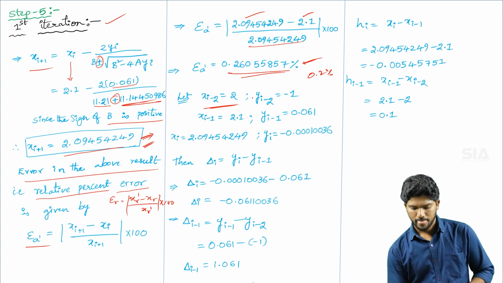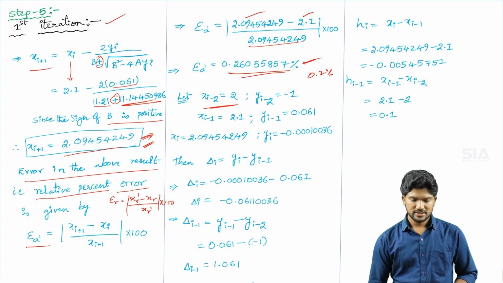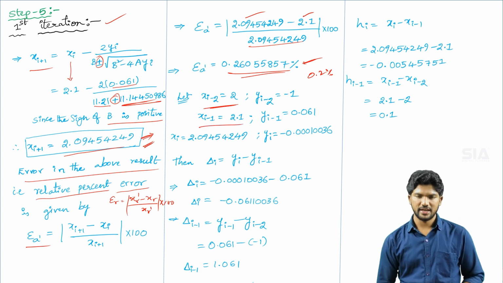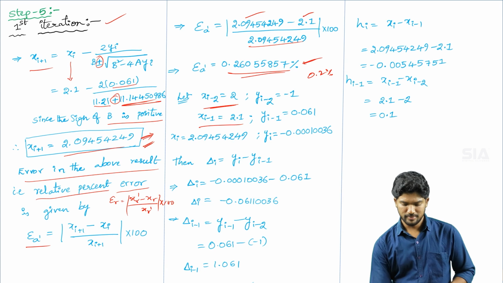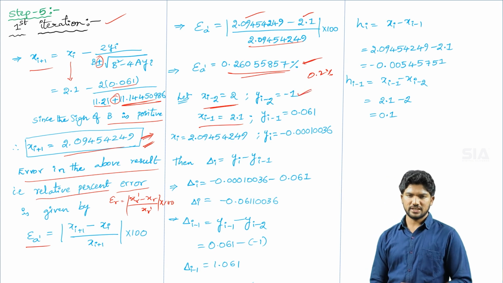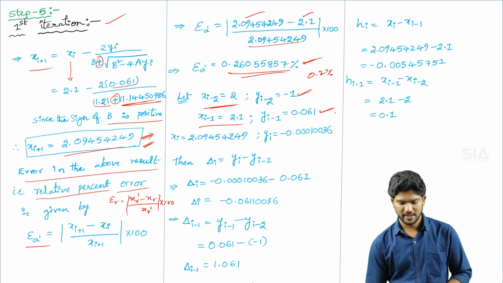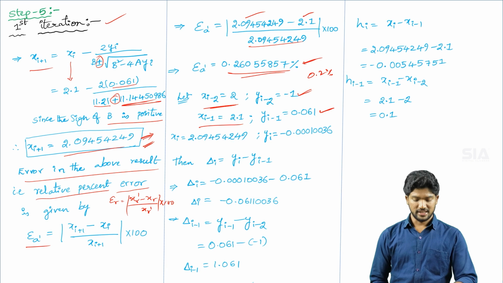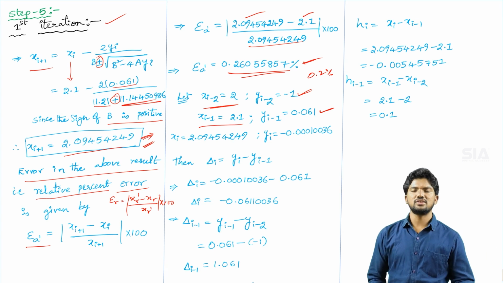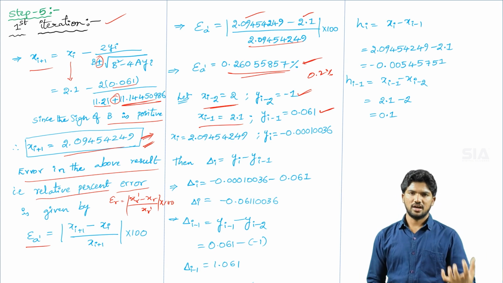Now let x suffix I minus 2 be 2 and x suffix I minus 1 be 2.1. Similarly, y suffix I minus 2 is equal to minus 1 and y suffix I minus 1 is equal to 0.061. These are already existing values, we are just changing the variable names.